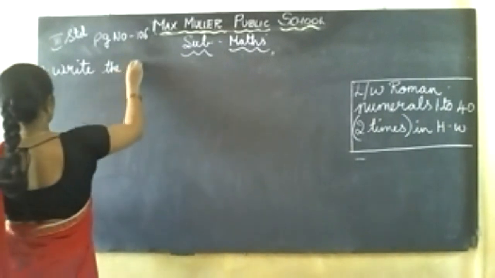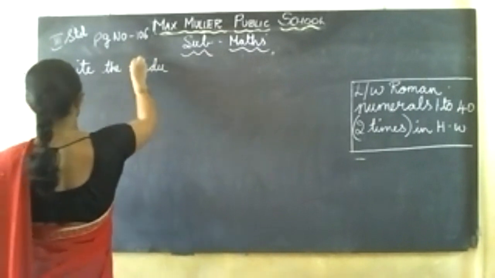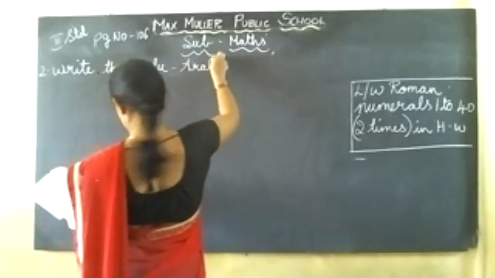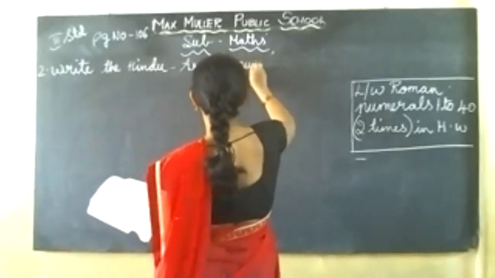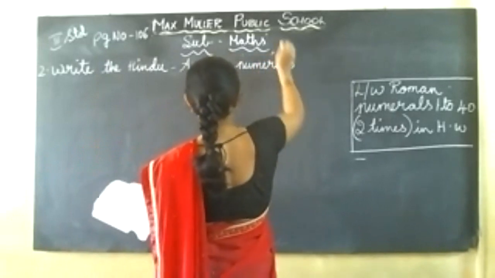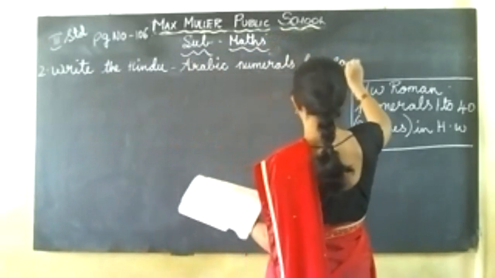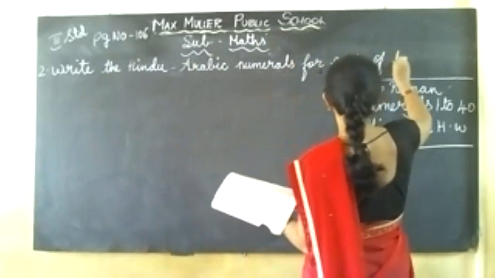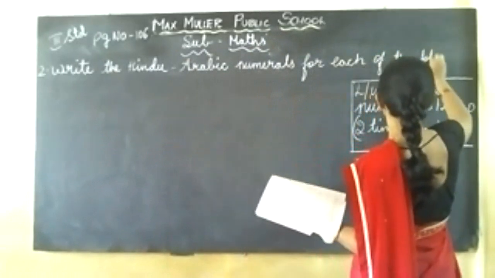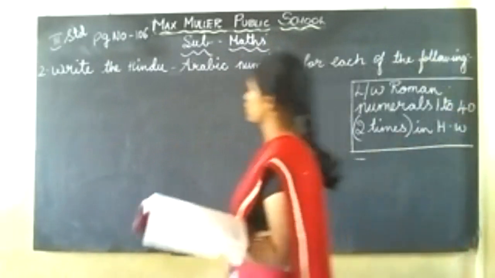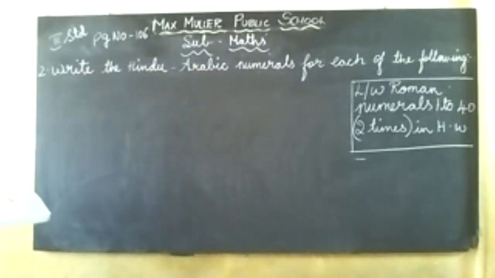Write the Hindu Arabic numerals for each of the following. Next one, to see what they have given. You have to write the Hindu Arabic numbers.